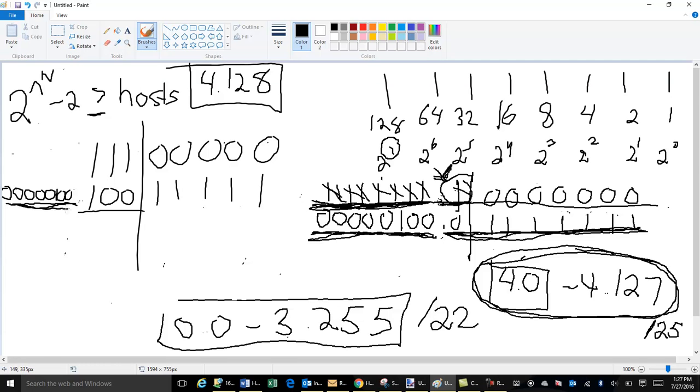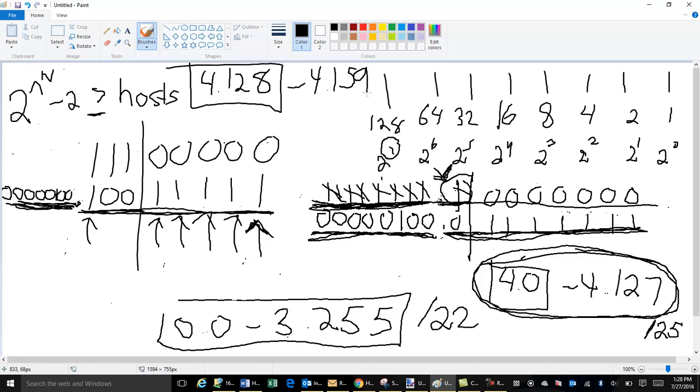And now I have 4 dot whatever this number is here. So I have the 128. I don't have the 64. I don't have the 32. I have the 16, the 8, the 4, the 2, and the 1. That's 128 plus 31 is 159. So through 4.159. Subnet mask is right here is my 25th, 26th, 27th one. I have a slash 27.